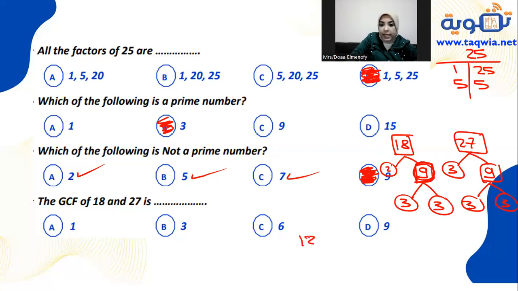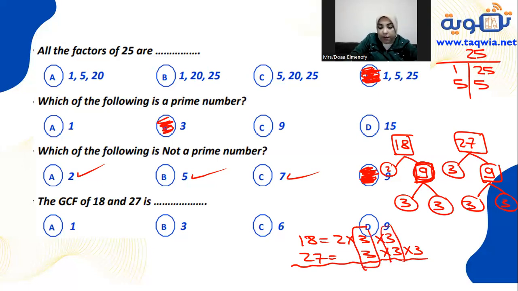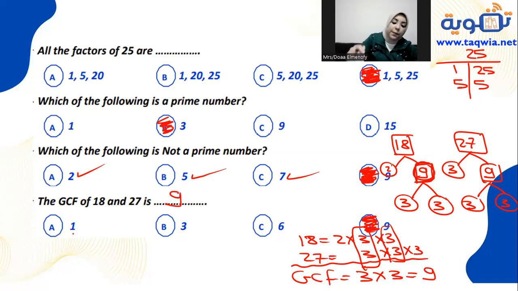So here we have 18 equals 2 by 3 by 3. What about 27? 27 equals 3 by 3 by 3. If we don't have a common factor, we leave a space like this. Now we have to get only the common factors for the greatest common factor. The common here, we have 3 and 3. So for the greatest common factor, we multiply the common factors. So it's 3 by 3 equals what? Equals 9. So 9 is the greatest common factor of 18 and 27.